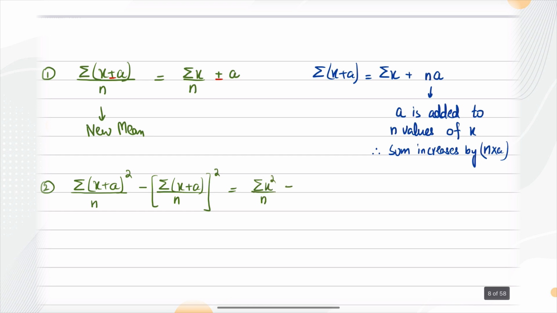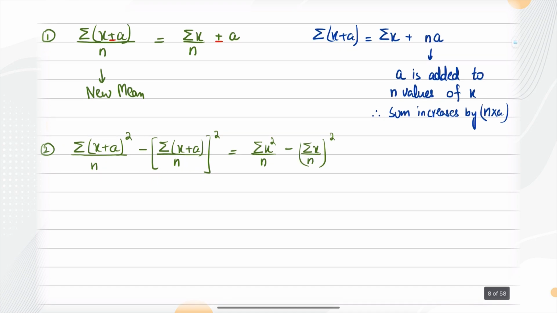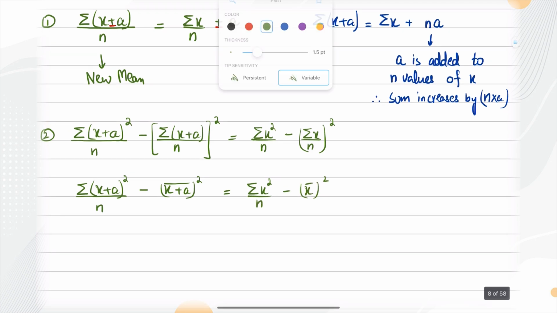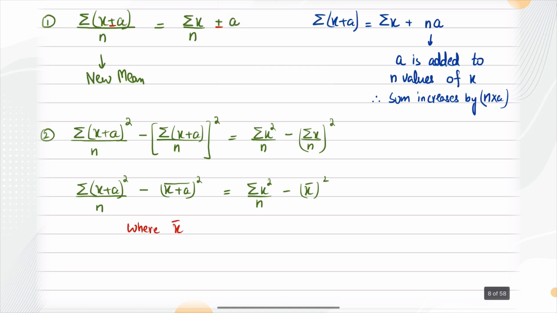That means this is equal to summation x square upon n minus (summation x over n) the whole thing squared. Now we can write this as summation (x plus a) whole squared upon n minus (x plus a bar) whole squared, where x plus a bar is the new mean, is equal to summation x squared upon n minus x bar whole squared. I'll write this down so you know what I've done, where x bar is the old mean and x plus a bar is the new mean, that means the mean of the new data set.